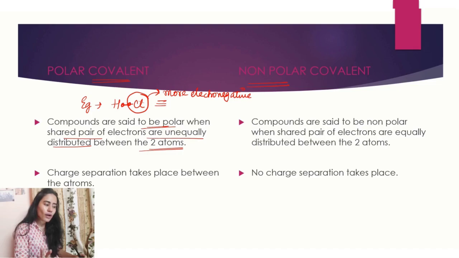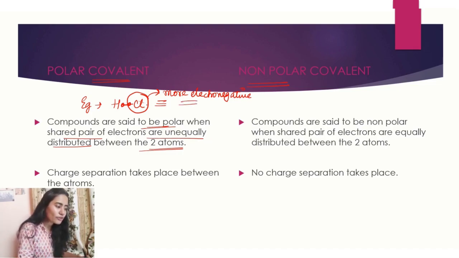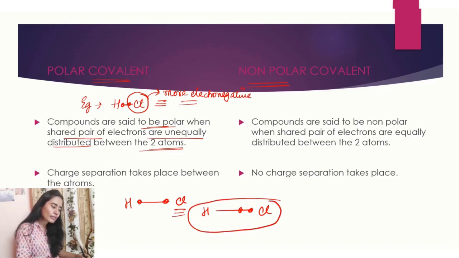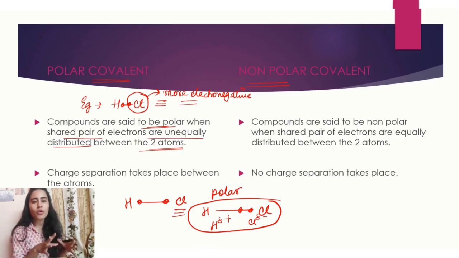So hydrogen does not have that much tendency to accept electrons. Chlorine is more electronegative, hydrogen is comparatively less. So in this case, the electrons are going to be unequally distributed. If I show HCl like this, H has the electron pair less and chlorine has the electron pair like this. This is the condition in which I can call this a polar compound. So polar can be represented as H delta plus and Cl delta minus. So this is your polar covalent compound.